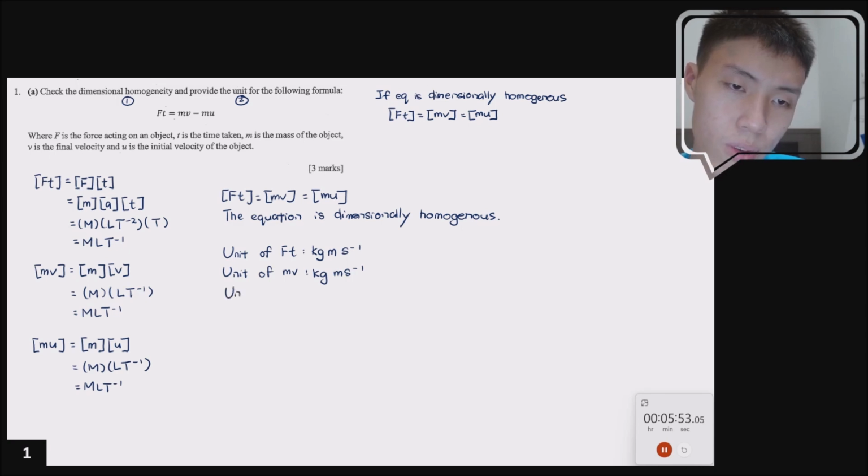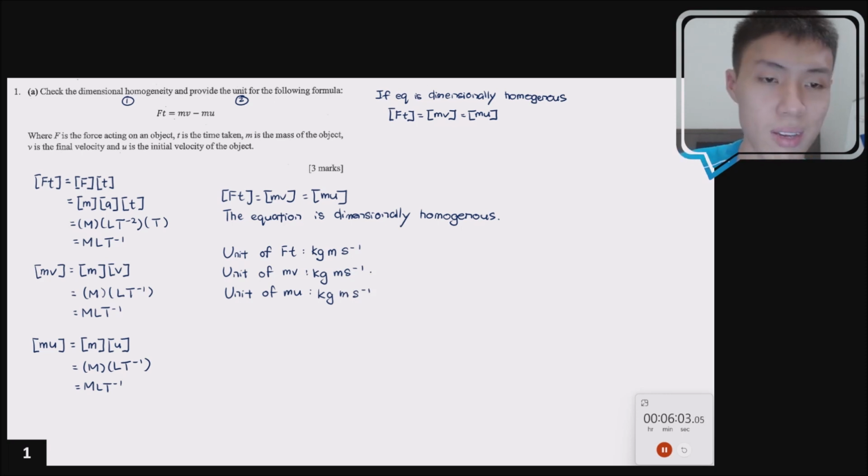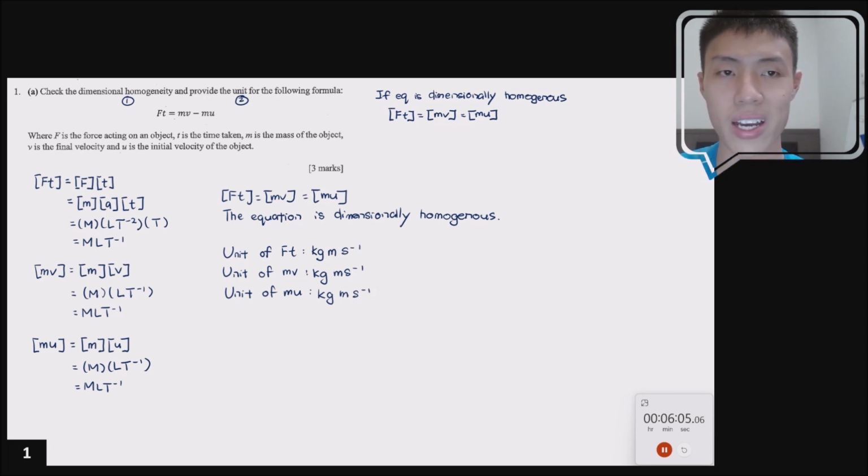And the unit of mu is also kg m s^-1. Okay, I'm not sure whether this is the way to do it or not. As I said just now, I don't have the answer scheme with me. I just do it the way I see fit.